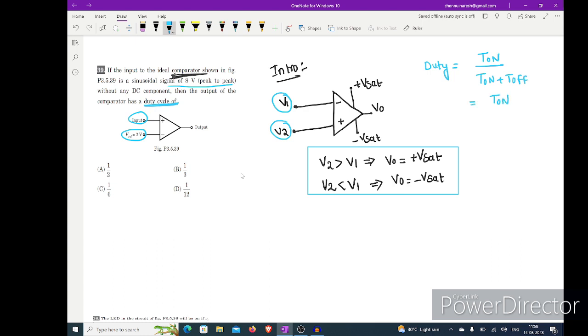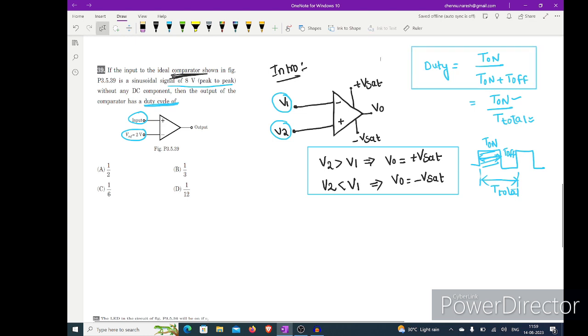So T on divided by T total. In the total time period, if you take this one waveform of the square wave, this is T total, and in that, how much time it is on. This is t on, this is t off. How much time it is on, we calculate using t on, and the total time, we calculate from the t total. By using this formula we'll get the duty cycle of any waveform.